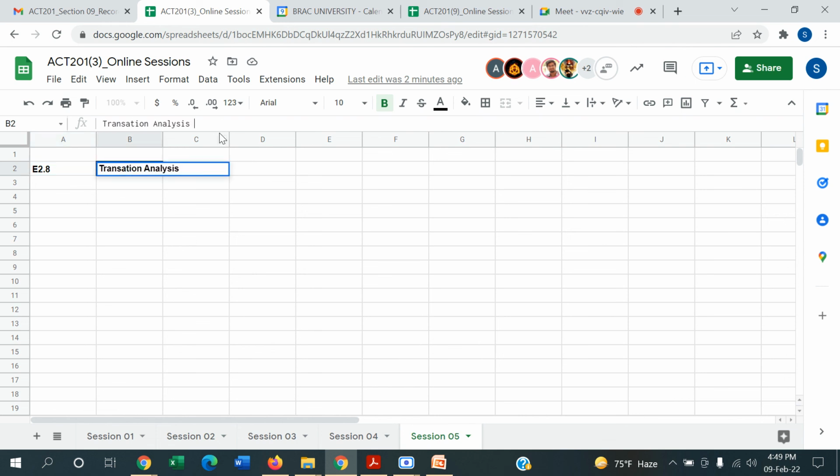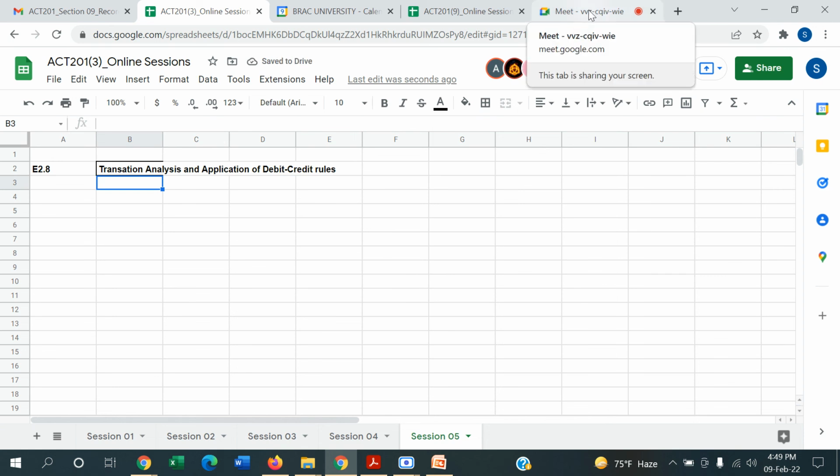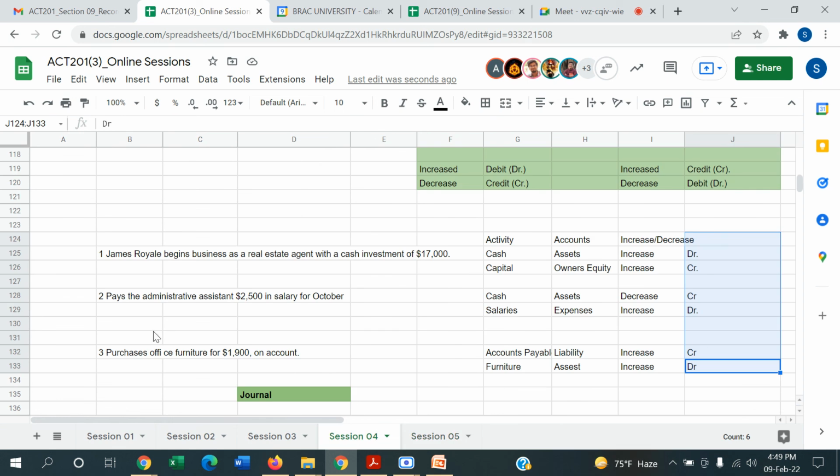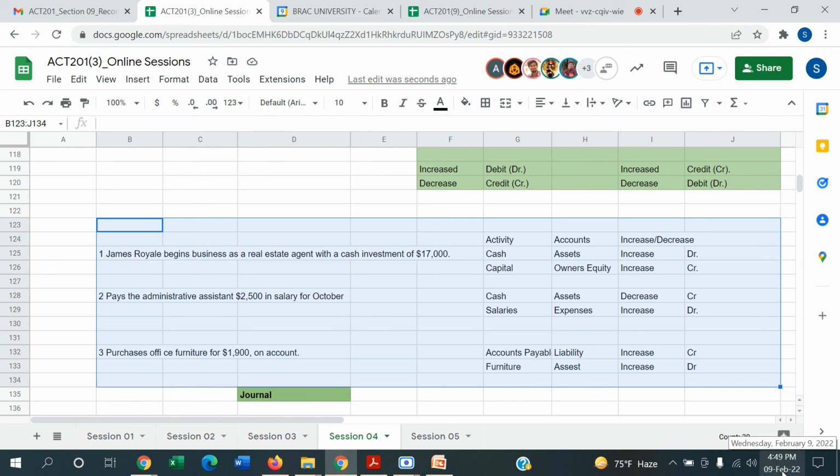Transaction analysis and application of debit credit rules. Is that okay? So we just have to mention the debit and credit, right? Yeah, just have to mention the debit and credit. That's all. Just like this one. Up to that.